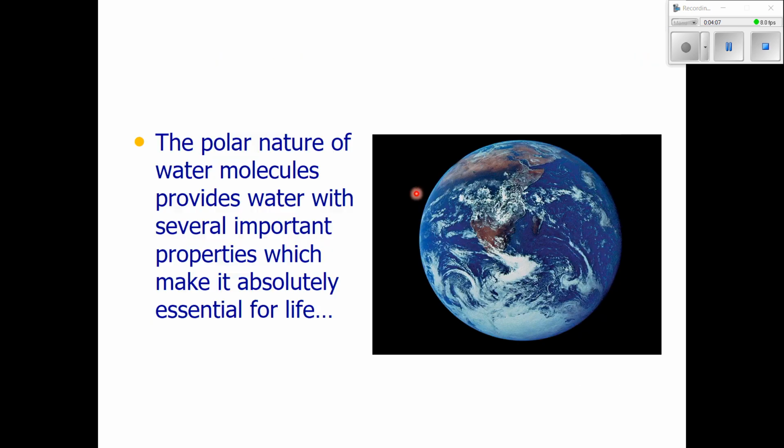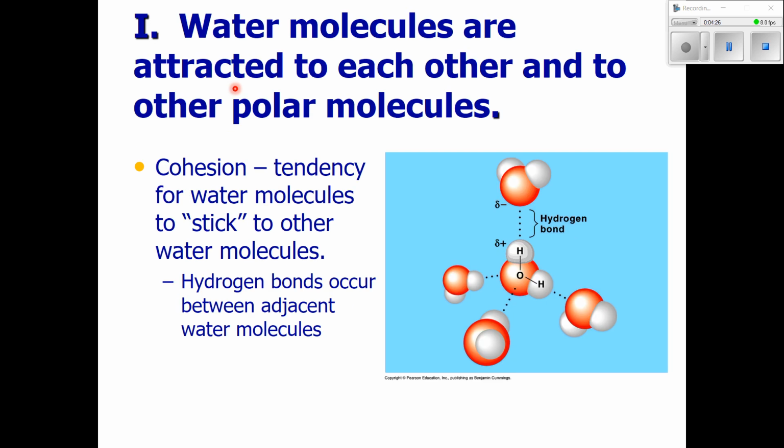So let's go ahead and start talking about these properties. Just to introduce this, it says the polar nature of water molecules provides water with several important properties which make it absolutely essential for life on planet Earth. Here is the first property of water. Water molecules are attracted to each other, and they are attracted to other polar molecules.